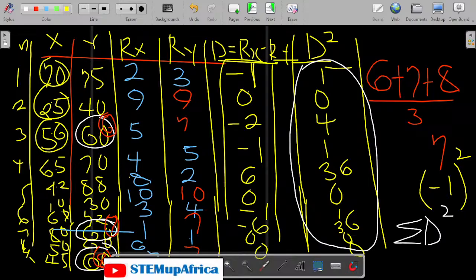I'm squaring the D. All the values here, I'm squaring them. 1 square is 1, 0 square is 0, 2 square is 4. The next one after 6? After 6, the second to the last one, second to the last number. It should be 25, before 0.